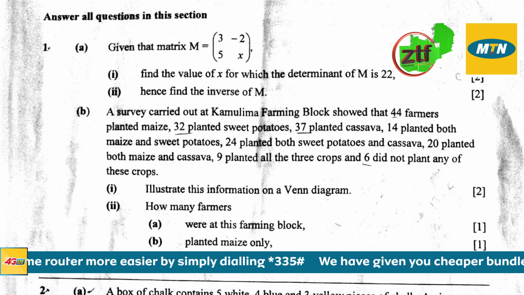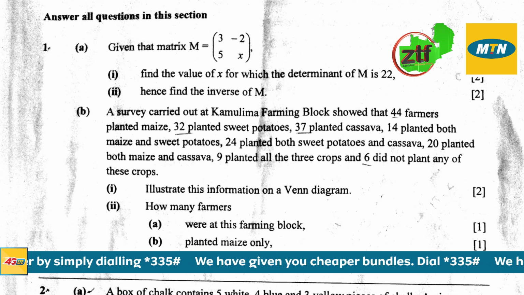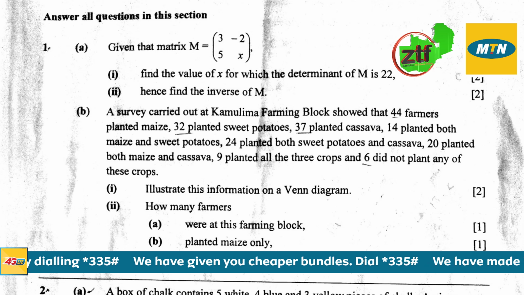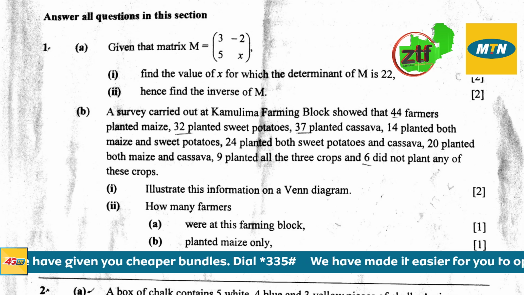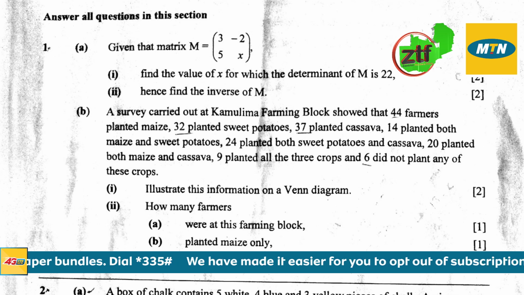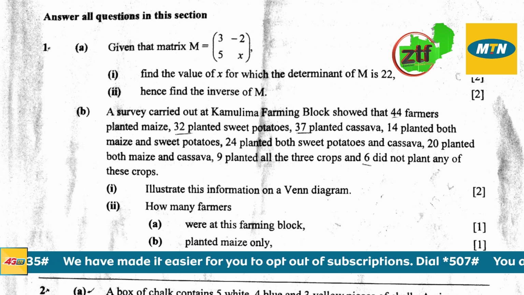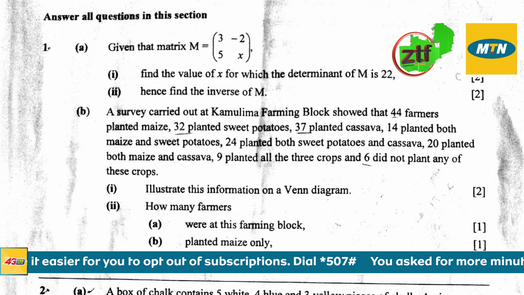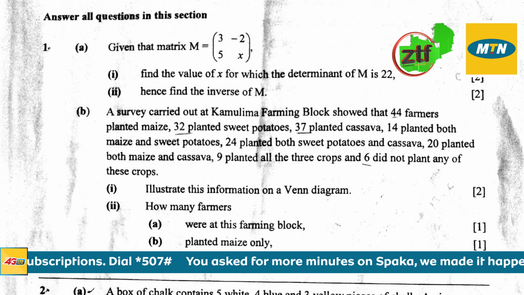And in part A, number 1, they are asking us to find the value of x for which the determinant of M is 22. All right, so how do you find the determinant of a 2 by 2 matrix in this case? The determinant of matrix M is denoted by the symbol bar M bar, which is determinant.